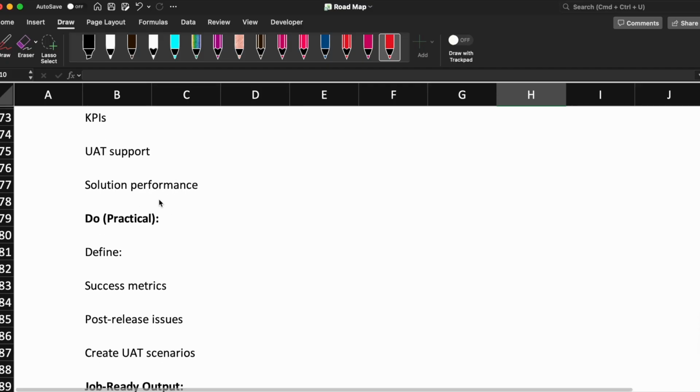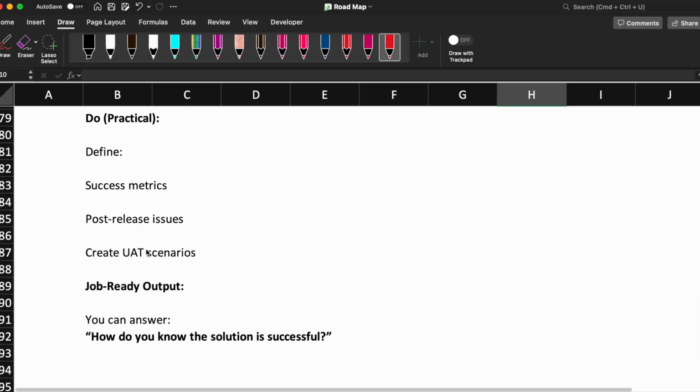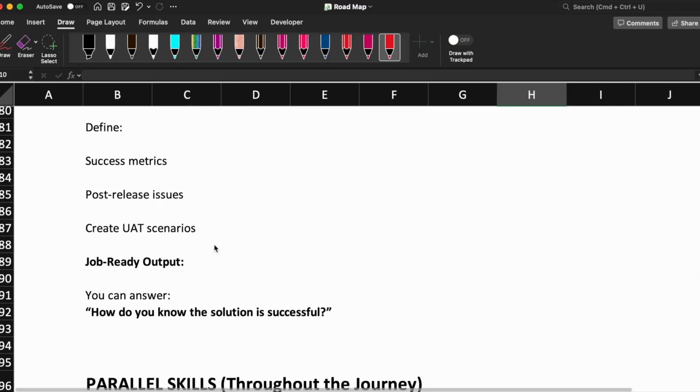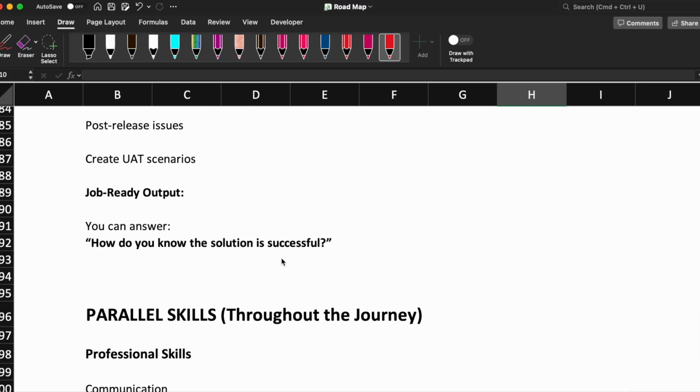Final stage, solution validation, think like a senior BA. Key performance indicators, KPIs, user acceptance testing support, UAT, solution performance. Practically you can define success metrics, post-release issues, and create UAT scenarios. Job ready output: you can answer, how do you know the solution is successful?